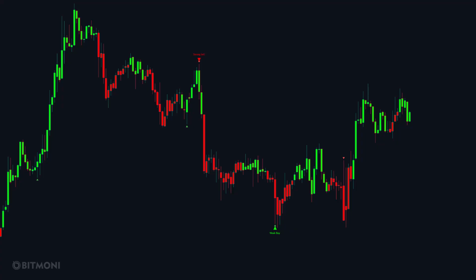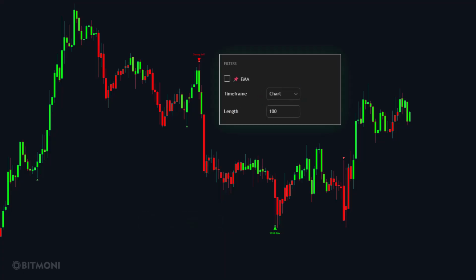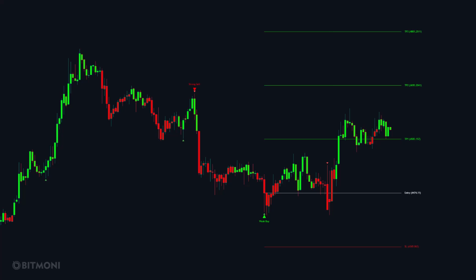The indicator also has a feature called the EMA filter, which is the exponential moving average filter. This feature is designed to support trend-based trading. When enabled, the filter ensures that only signals that align with the prevailing trend are displayed, helping traders avoid counter-trend setups that often carry higher risk and lower reliability. Then lastly, we have the take profit and stop loss levels.